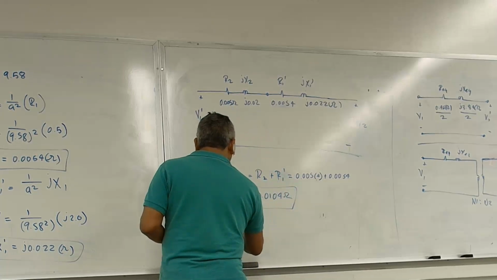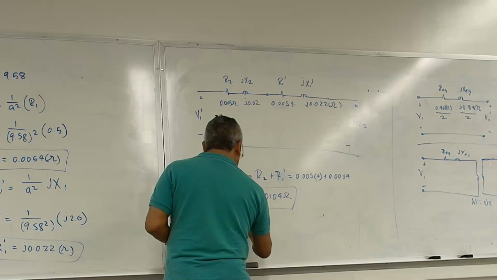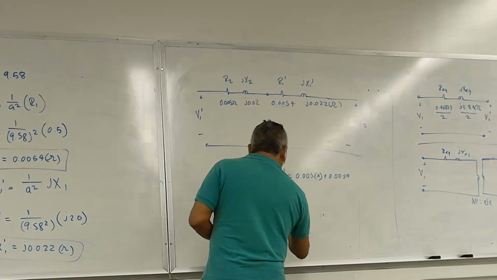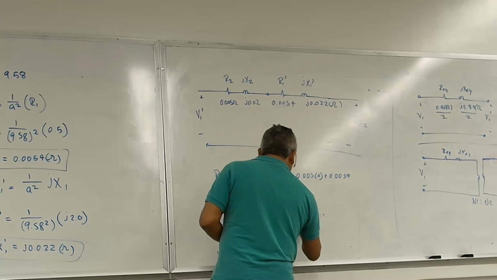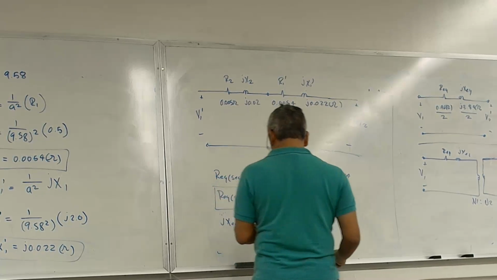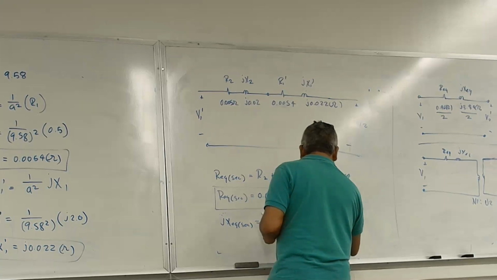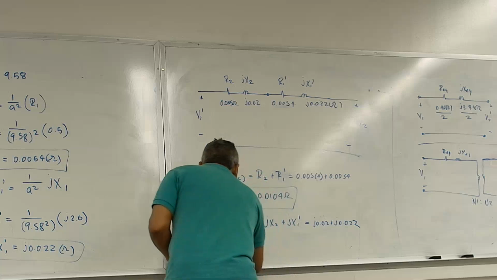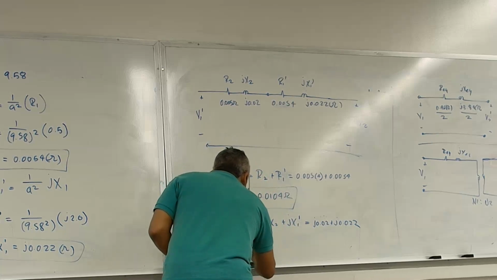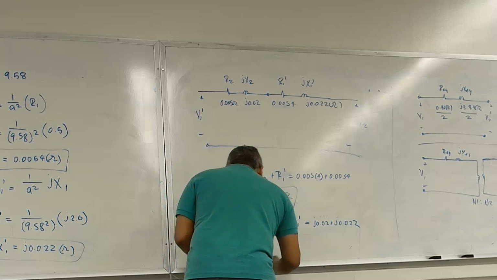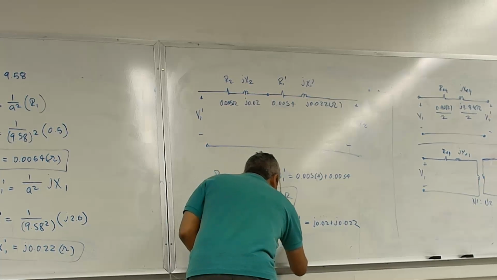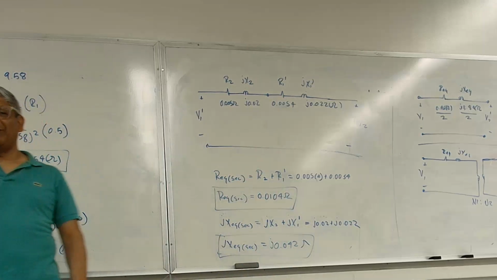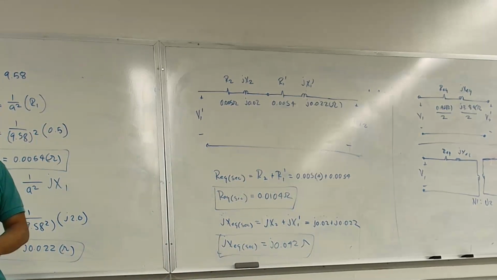And jX equivalent on the secondary is equal to jX2 plus jX1 prime, which is equal to j0.02 plus j0.022. So jX equivalent secondary is equal to j0.042 ohms.